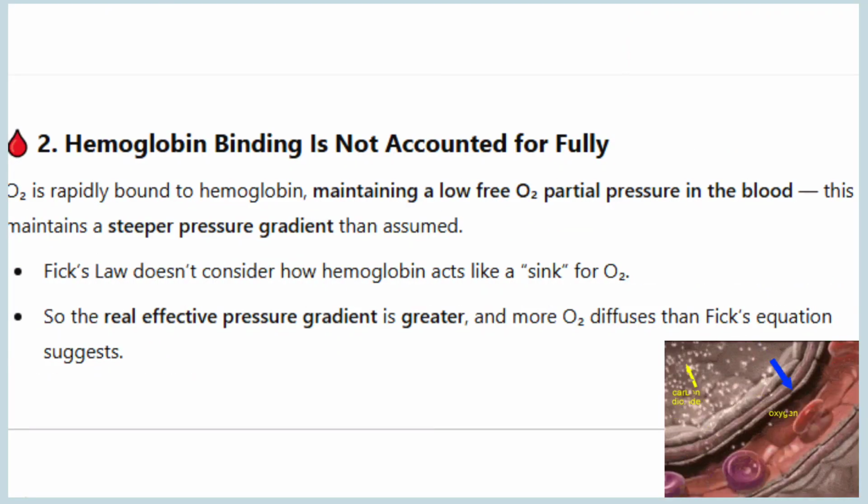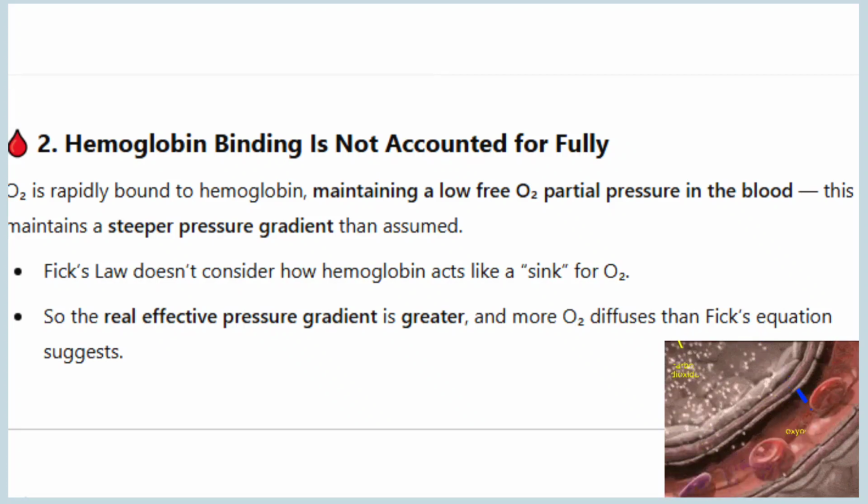Second point is that hemoglobin binding is also not fully accounted for. Oxygen rapidly binds with the hemoglobin. It maintains a low free oxygen partial pressure in the blood. This maintains a steeper pressure gradient than assumed. So Fick's law does not consider how hemoglobin acts like a sink for oxygen. So the real effective pressure gradient is greater, and more oxygen diffuses than the Fick equation suggests.